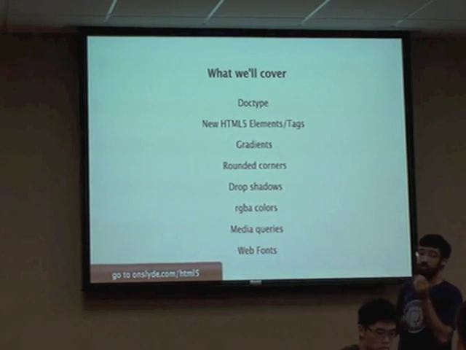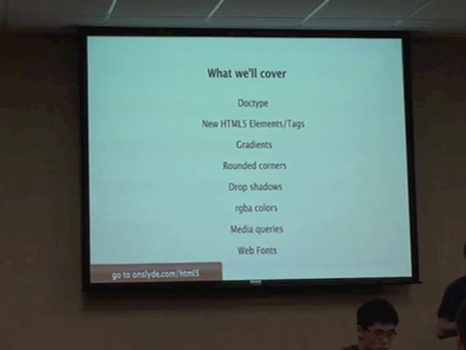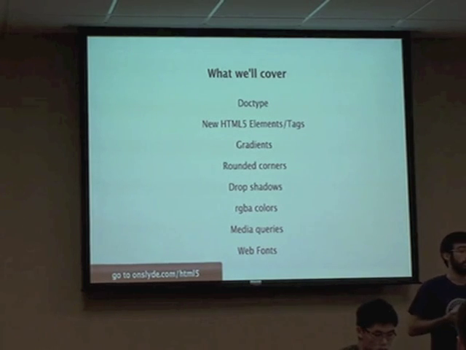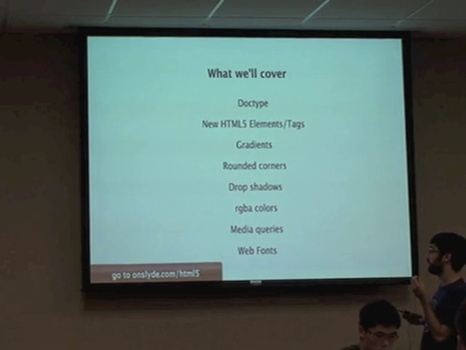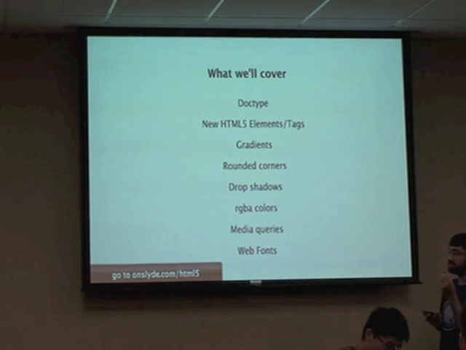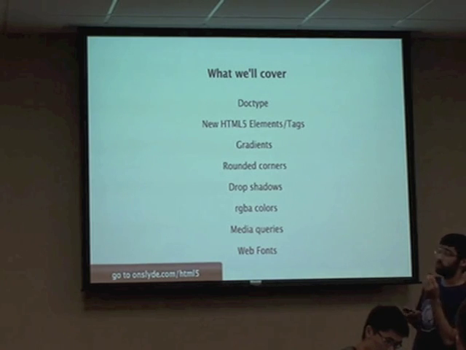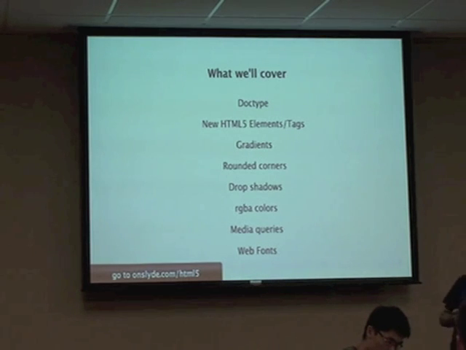In the case of RGBA colors, if you set something like text or background color or something with a color command, you might have done RGB or hex values. Well, now RGBA has the ability to have red, green, and blue values as well as an opacity included in that command. As well as media queries.